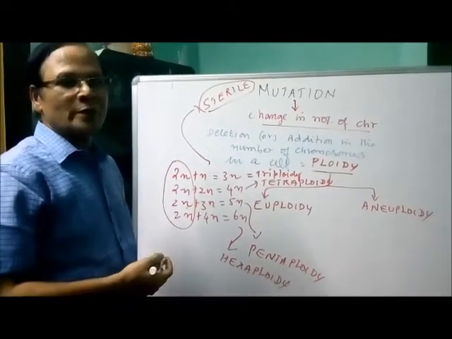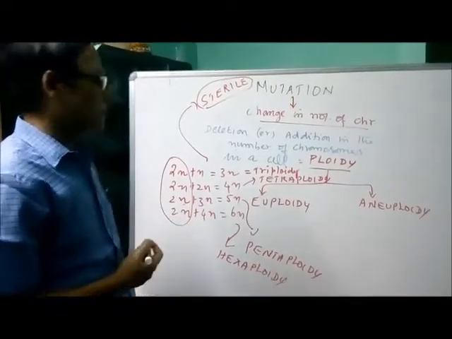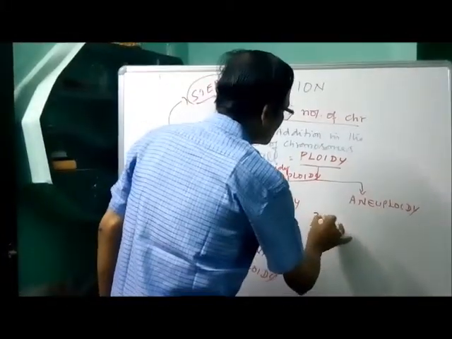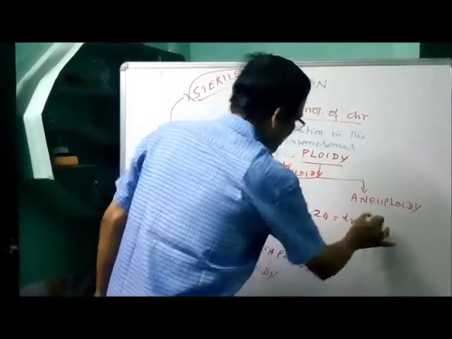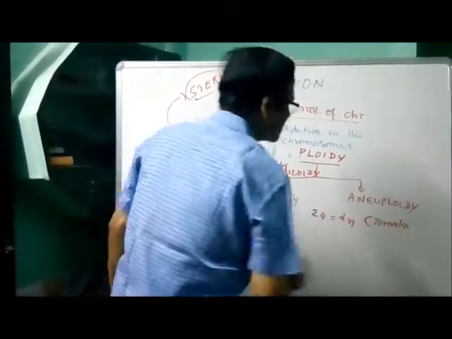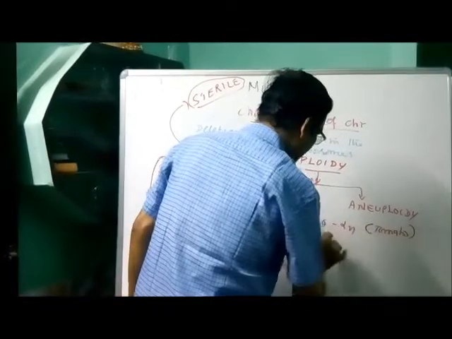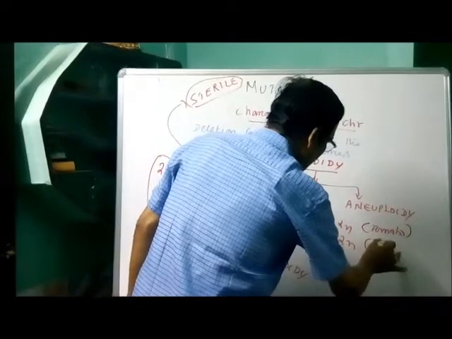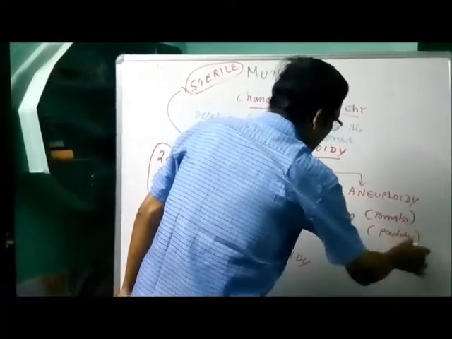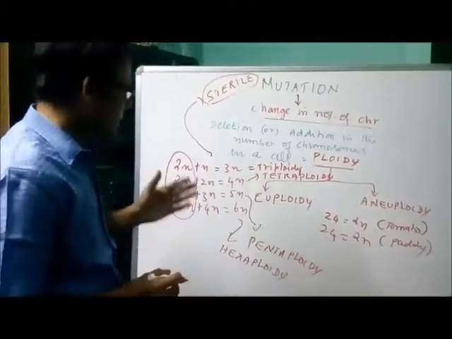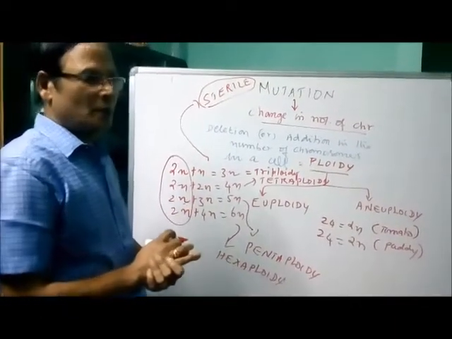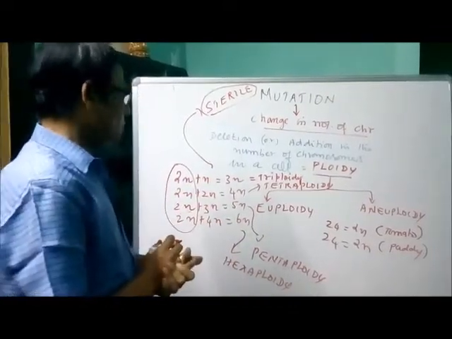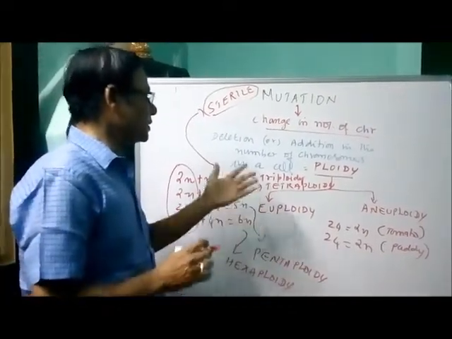For example, triploid tomato, triploid watermelon. In the case of tomato, we have 24 chromosomes, that is 2n. Or in the case of paddy, 2n is equal to 24. If we take wheat, 2n is equal to 14 chromosomes. In the case of maize, 2n is equal to 20 chromosomes. We have some examples given in your book.